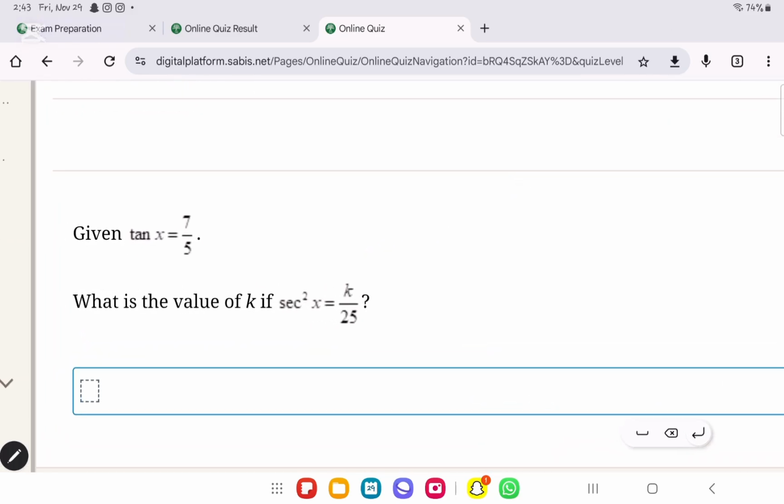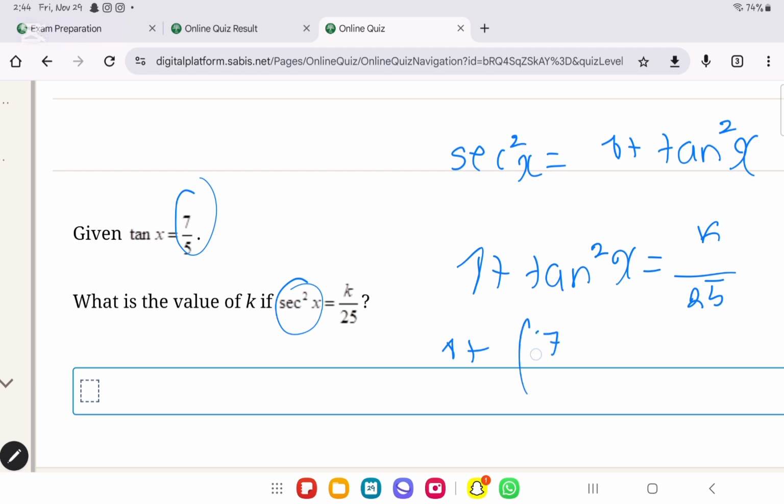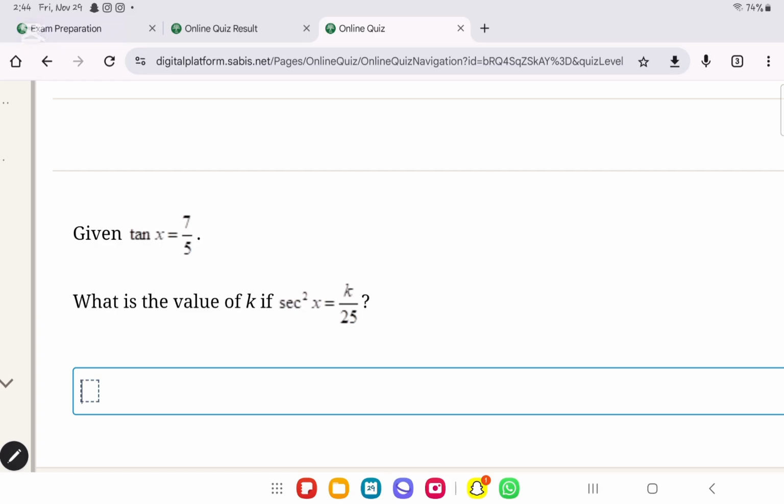Okay, also again, secant squared is equal to 1 plus tangent squared. Don't forget the x. Now, tangent x is 7 over 5. What is the value of secant squared x? Substitute. 1 plus tangent squared x is equal to k over 25. So very simply, you can do 1 plus 7 over 5 squared. If you do it on the calculator, you are going to get 74 over 25. So the value of k is then 74.